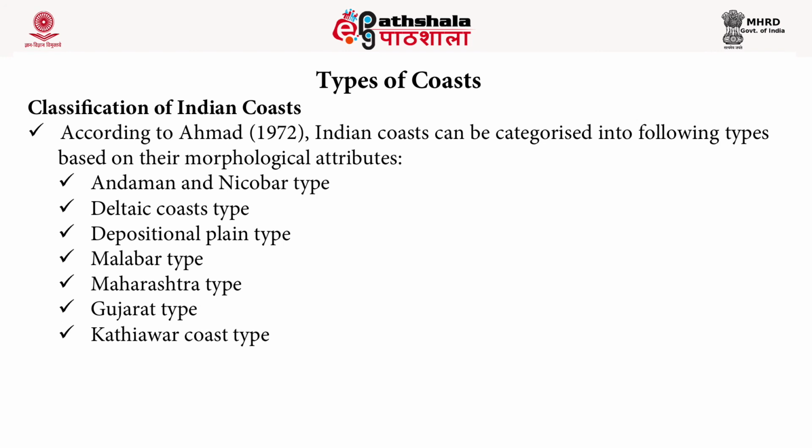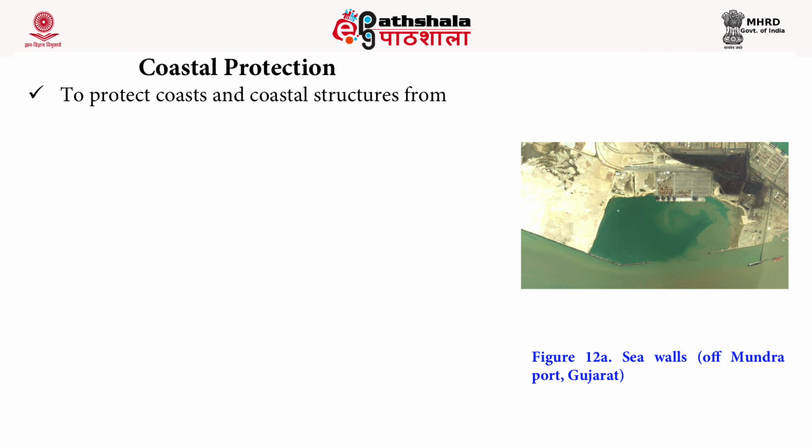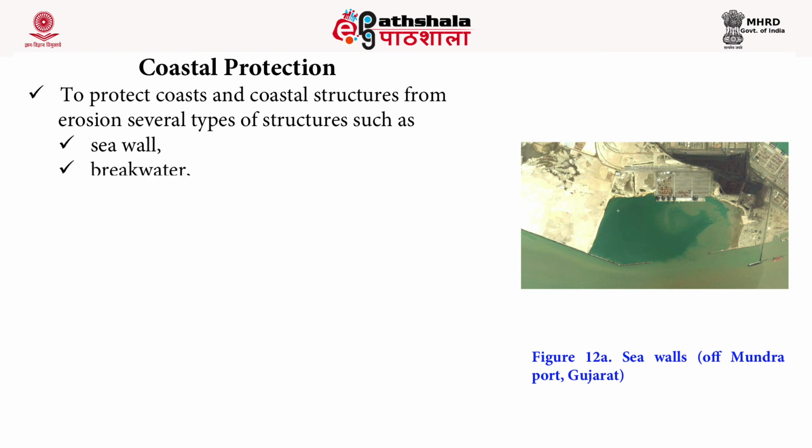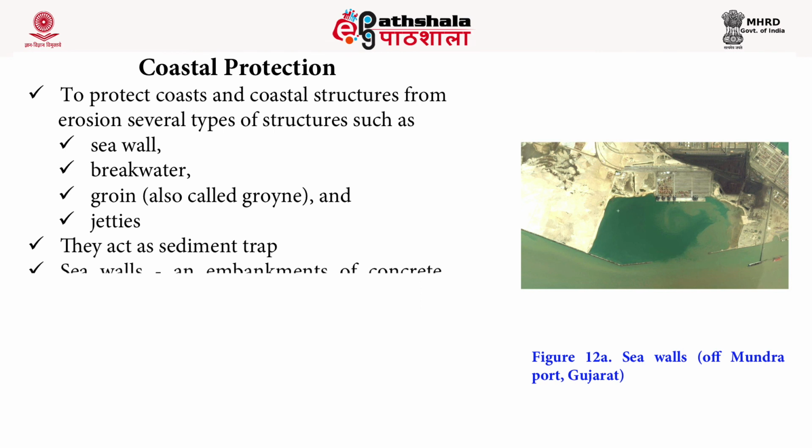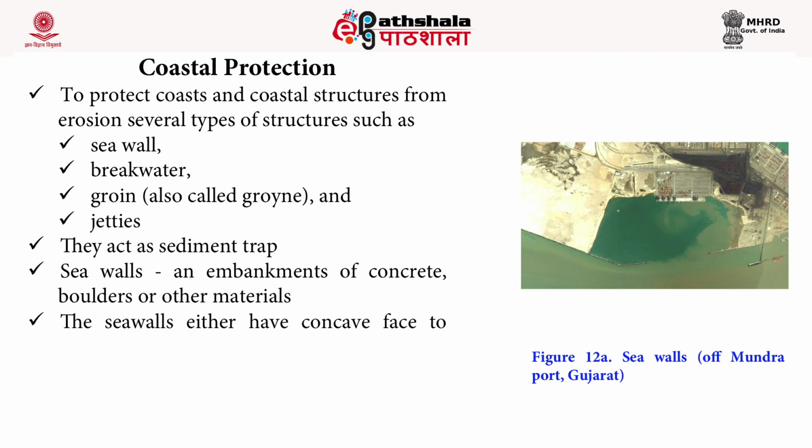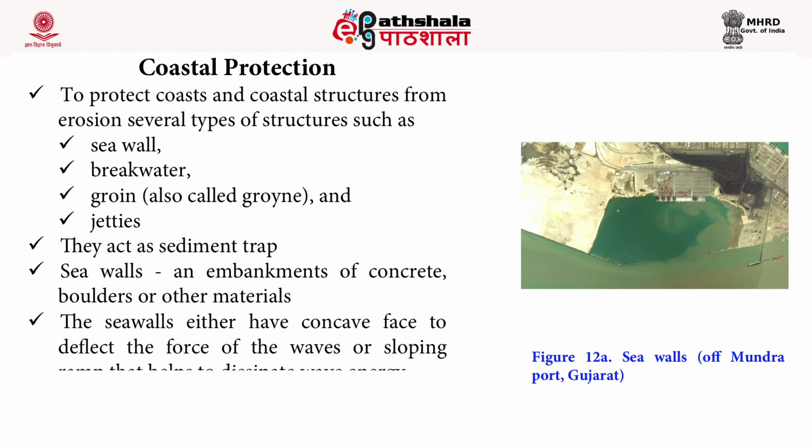Now, lastly, we will discuss about the coastal protection measures. To protect coast and coastal structures from erosion, several types of structures such as seawall, breakwater, groin and jetties are constructed. These structures act as sediment trap. Sea walls are an embankment of concrete, boulders or other materials. The sea walls either have concave face to deflect the force of the waves or sloping ramp that helps to dissipate wave energy. Sea walls of the Mundra port, Gujarat is seen in this figure.